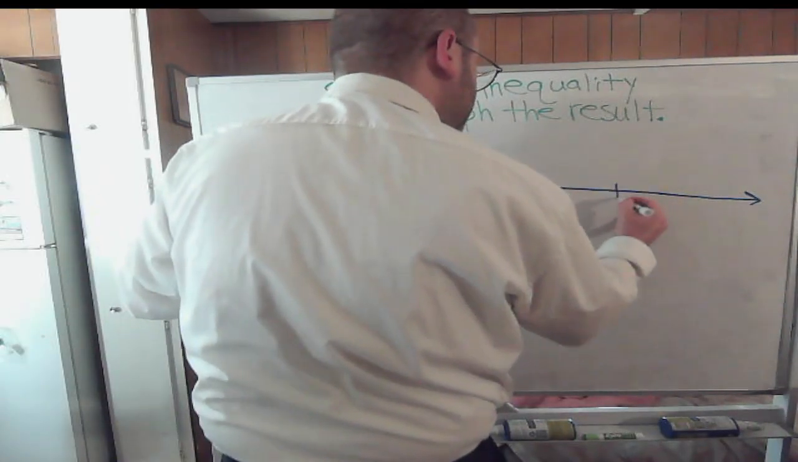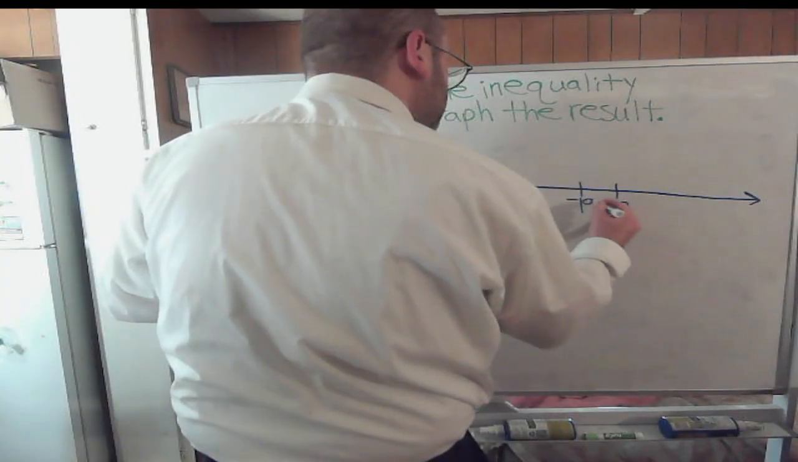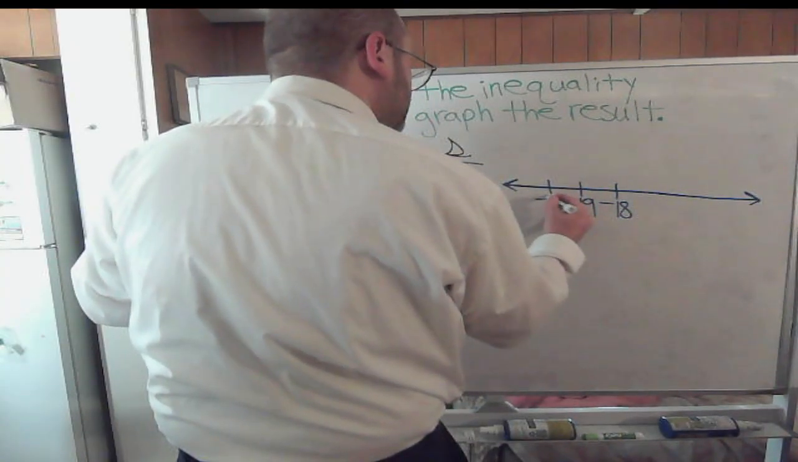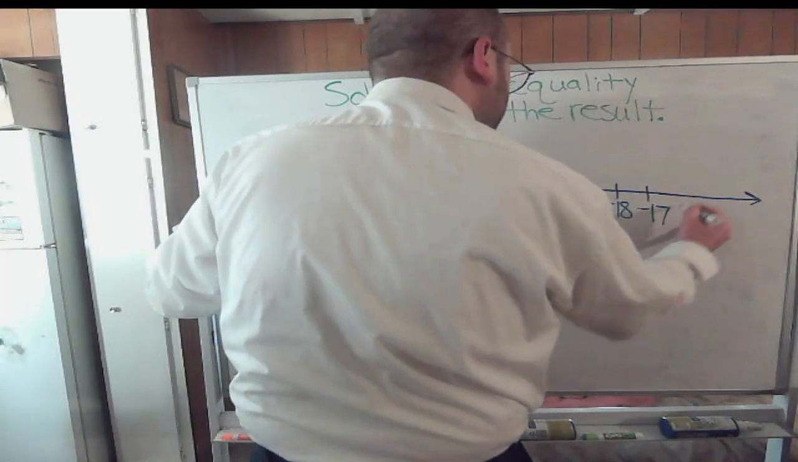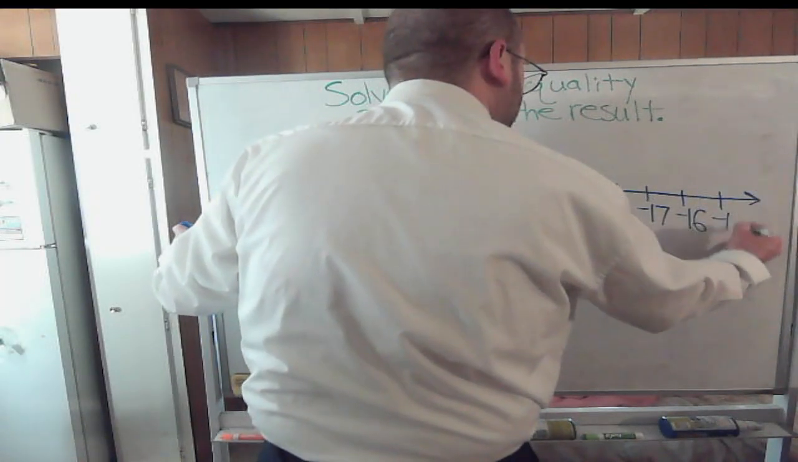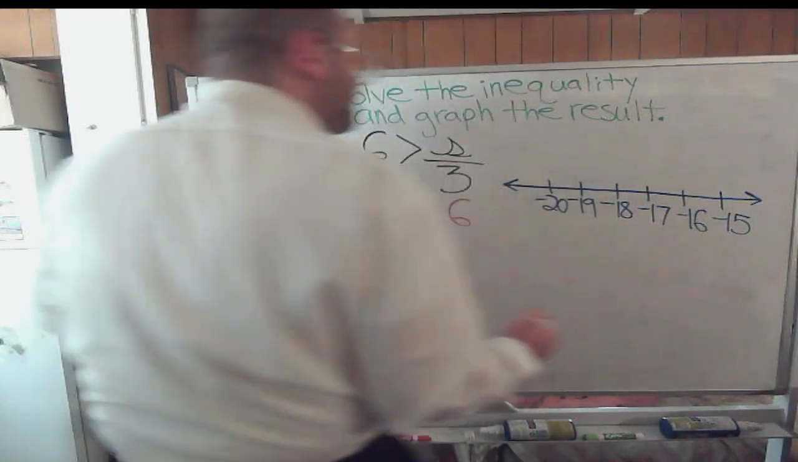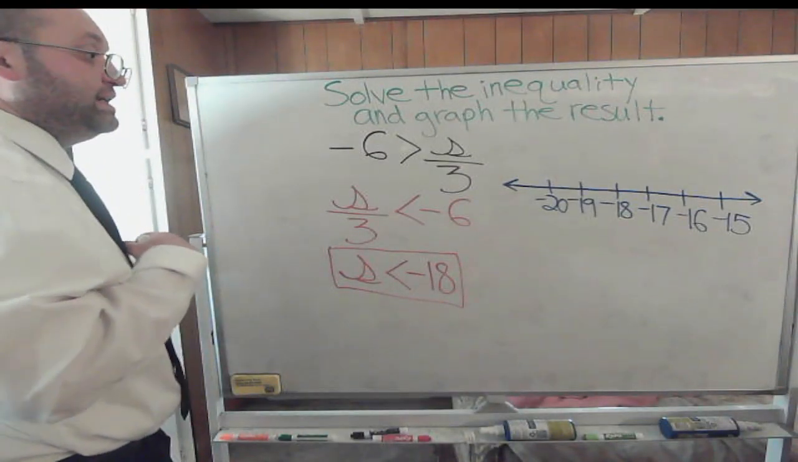Put negative 18 in the middle. We'll do negative 19 next. Do negative 20 right about there. That should be good. Do negative 17 here. Negative 16 here. Negative 15 here. Alright, so s is less than negative 18.